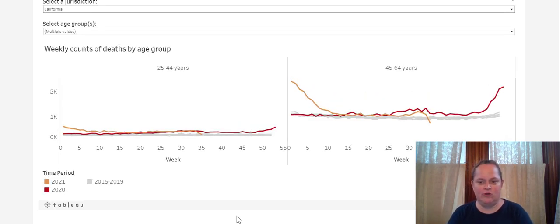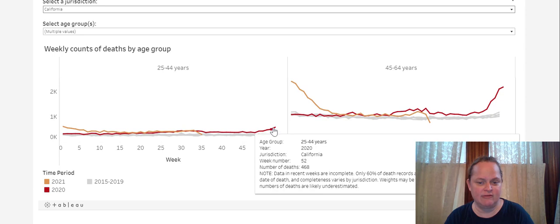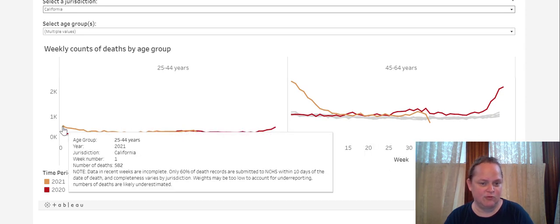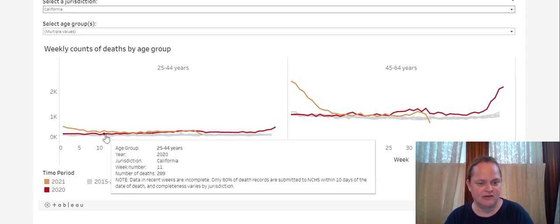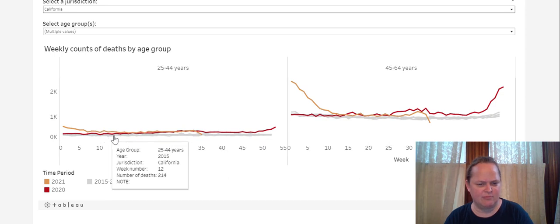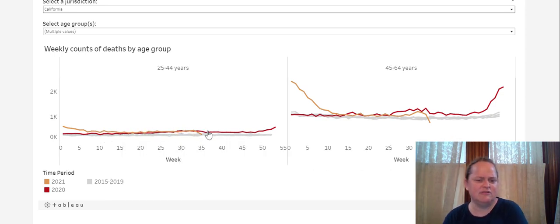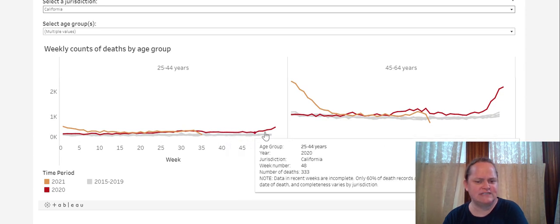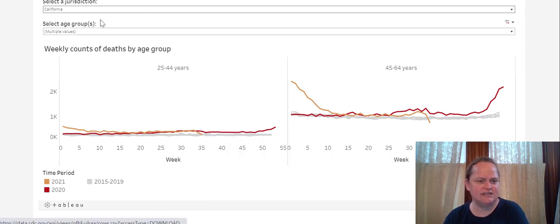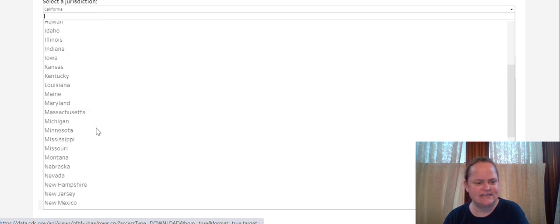So now we are looking at California. Whew, look at that winter wave for California. That was pretty bad for the 45 to 64-year-olds. And we do actually see a little bit of winter wave, a little increase in mortality for the young adults in California. But it just seems to be kind of level, heightened mortality for the rest of the time. We look at Texas.